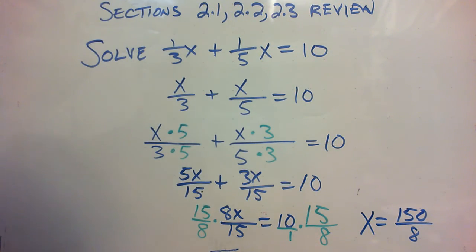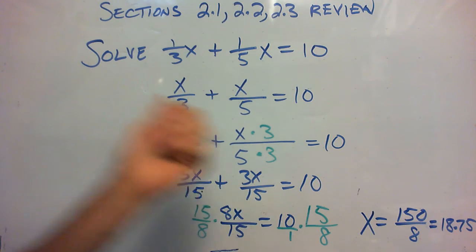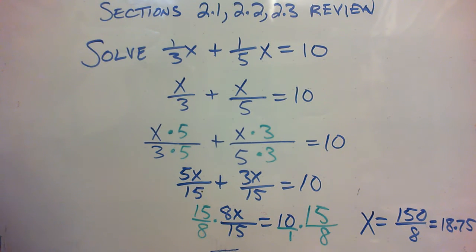150/8, or 18.75 if you want the decimal answer here. Either answer is fine, or you could even write it as a mixed number, although in algebra we usually don't use too many mixed numbers. Usually we use the improper fractions or the decimals if we want the decimal answer.